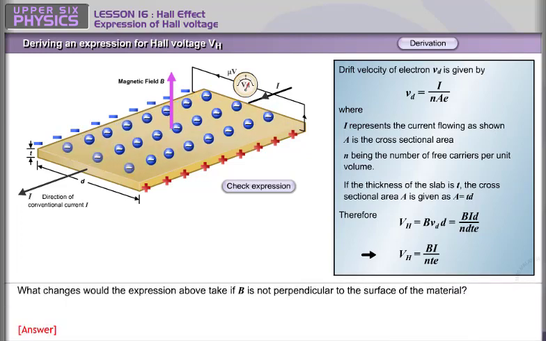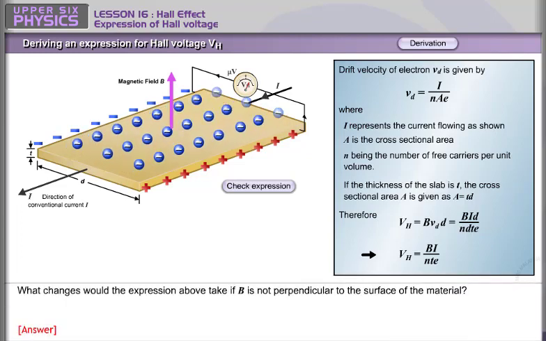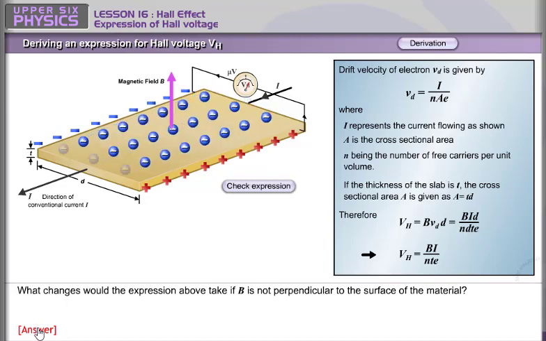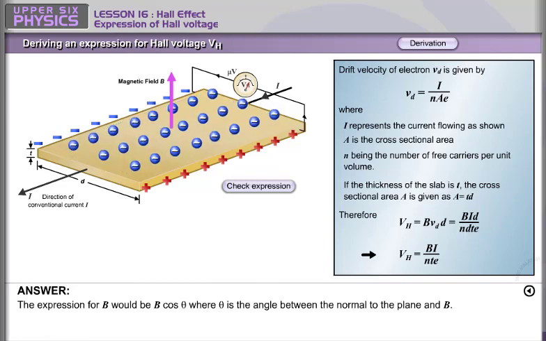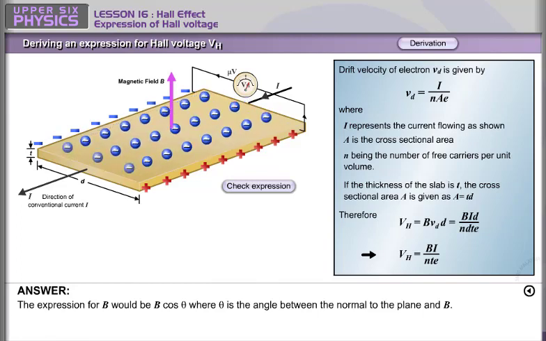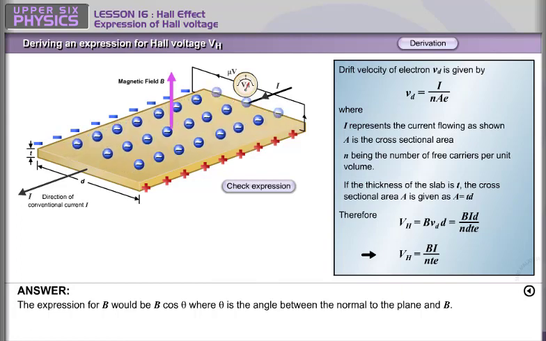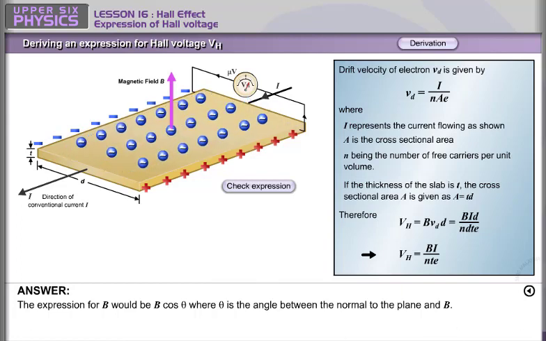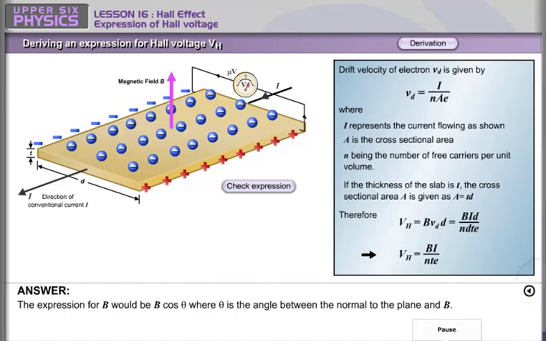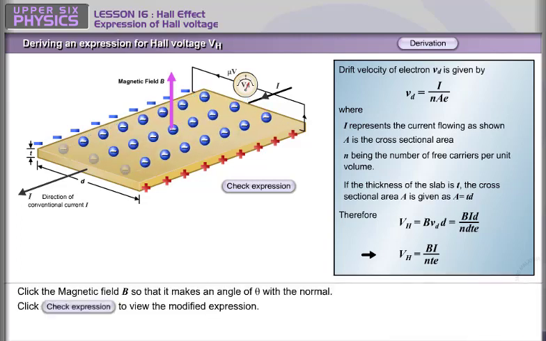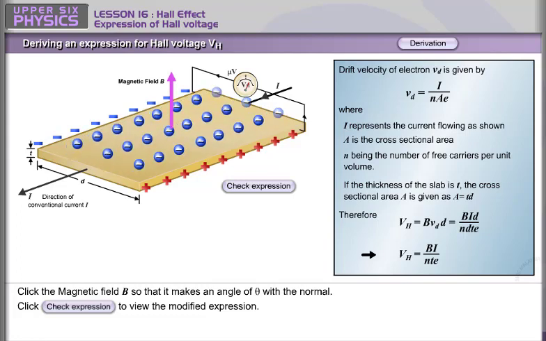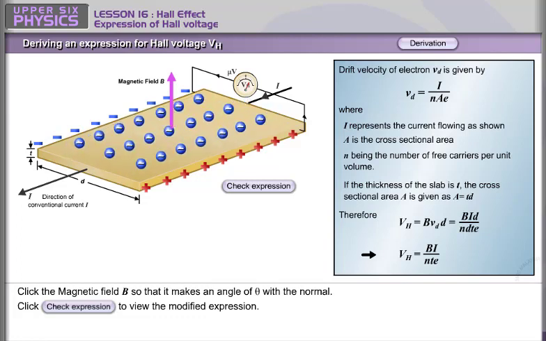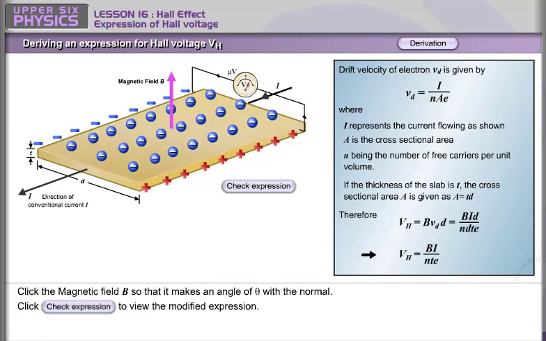What changes would the expression above take if B is not perpendicular to the surface of the material? Answer: the expression for B would be B cos theta, where theta is the angle between the normal to the plane and B. Click the magnetic field B so that it makes an angle of theta with the normal. Click the Check Expression button to view the modified expression.